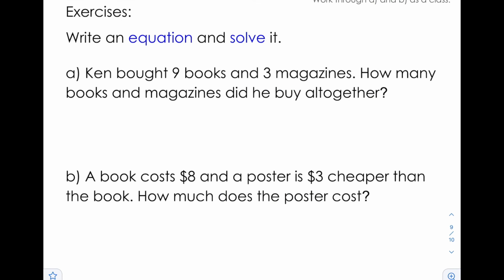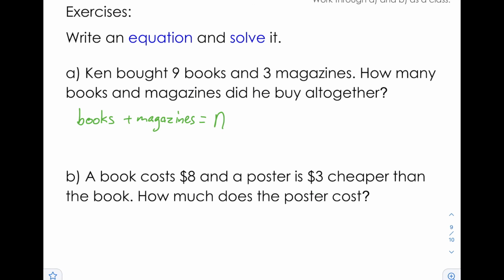All right, let's see if we can use some equations to solve these problems. Ken bought 9 books and 3 magazines. How many books and magazines did he buy altogether? You can go ahead and pause the video, come back when you're ready to answer. So we know that books plus magazines is going to be equal to the amount altogether, which is an unknown amount.